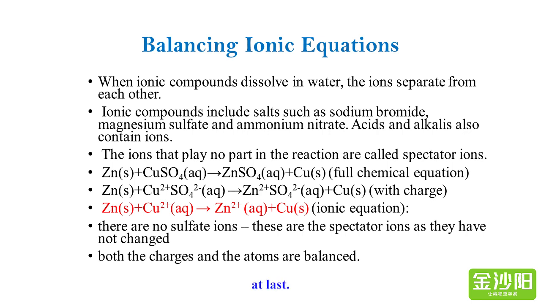At last, we get the ionic equation, in which you will notice that 1. There are no sulfate ions, since they are spectator ions not changing in the process. 2. Both the charges and atoms are balanced.